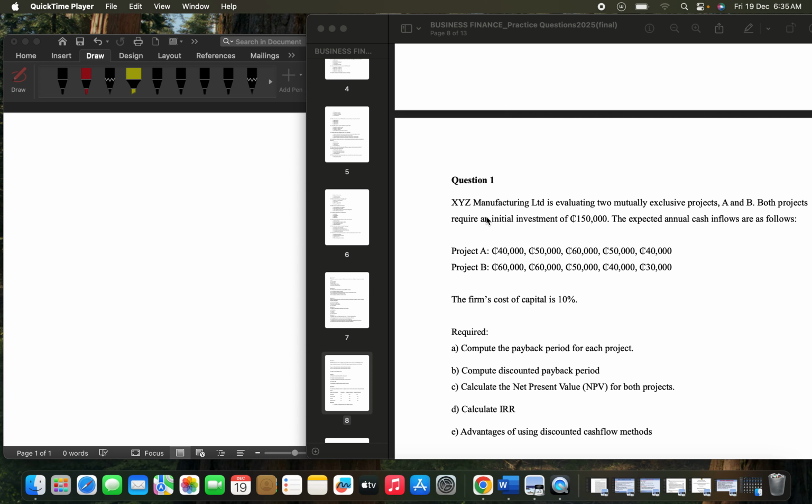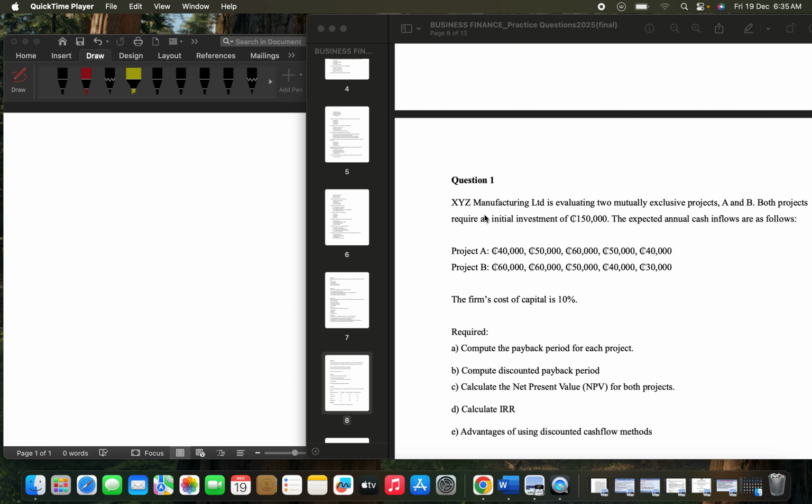So question 1: XYZ Manufacturing Limited is evaluating two mutually exclusive projects, A and B. Both projects require an initial investment of 150,000 Ghana cedis. The expected annual cash inflows are as follows. Project A: 40,000, 50,000, 60,000, 50,000 and 40,000. Project B: 60,000, 60,000, 50,000, 40,000 and 30,000. The firm's cost of capital is 10%.